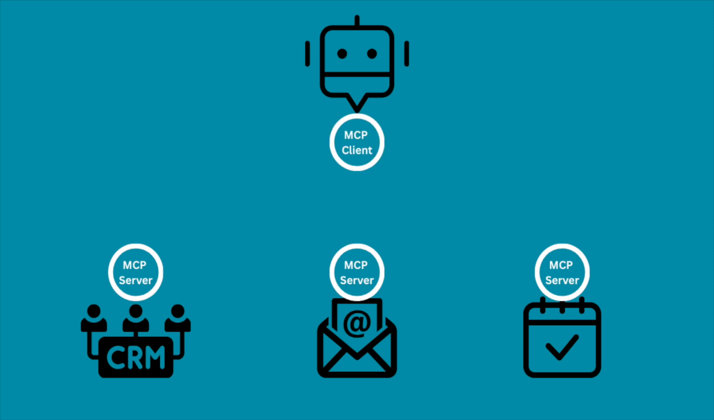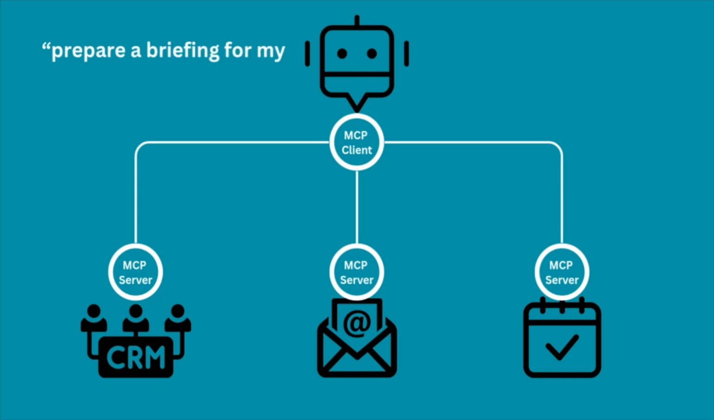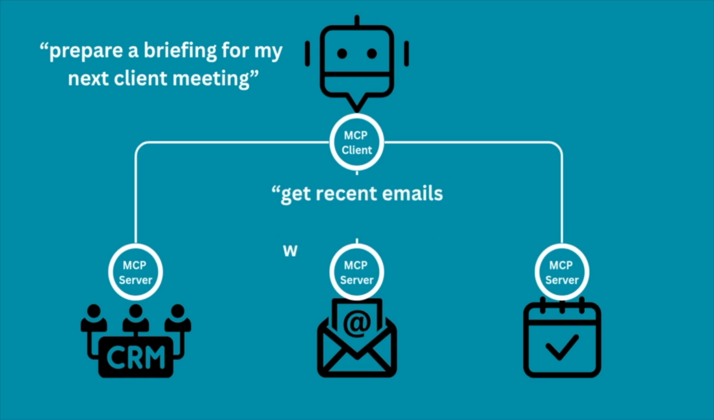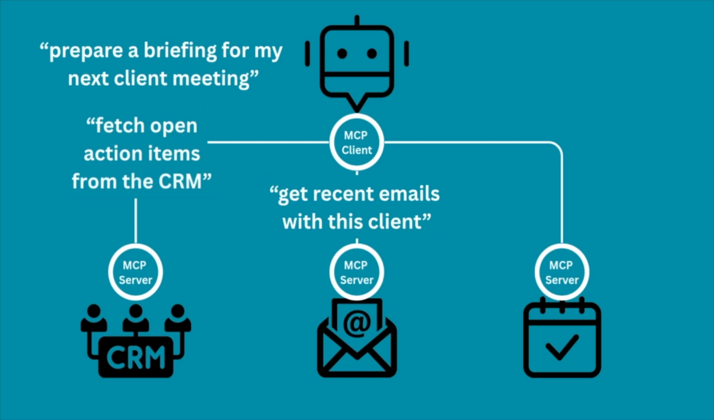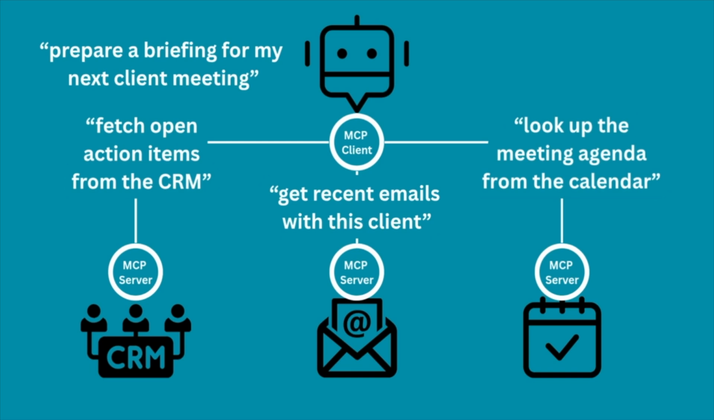The MCP client is built into your AI assistant. When you ask the assistant to prepare a briefing for my next client meeting, the AI uses the MCP client to send requests to each MCP server. For example, get recent emails with this client, fetch open action items from the CRM, and look up the meeting agenda from the calendar. Each MCP server collects the requested data from its tool and sends it back through the MCP client to the AI assistant, which then summarizes everything for you.